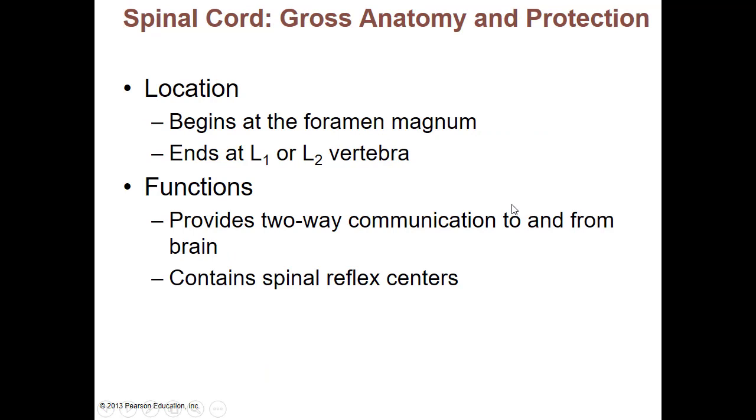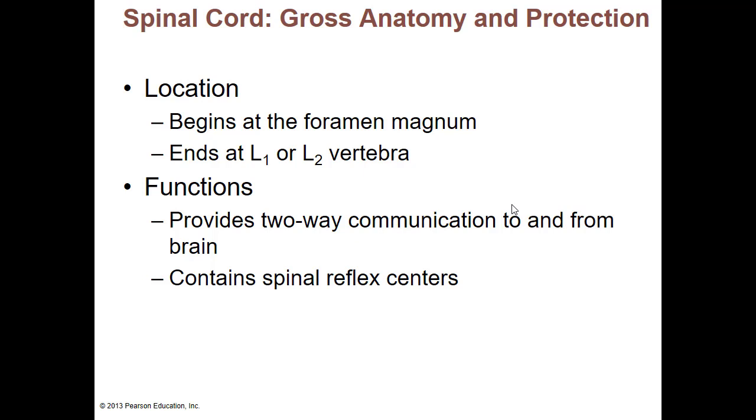Now, the spinal cord itself begins at the foramen magnum. Where's that? The big hole at the bottom of your skull. It begins at the foramen magnum and goes all the way down to about the second lumbar vertebra. Then we don't technically call it spinal cord. Yes, there are still lots of spinal nerves coming off there, but we don't call it cord anymore.